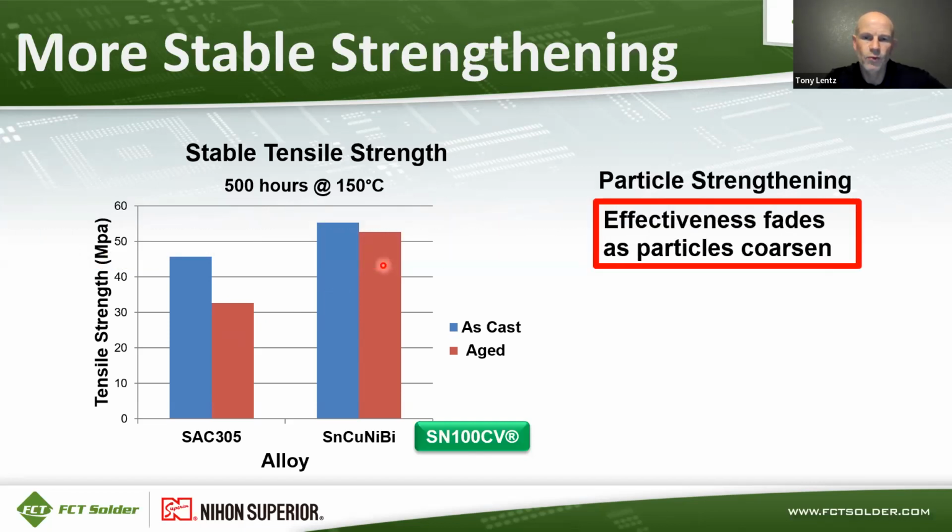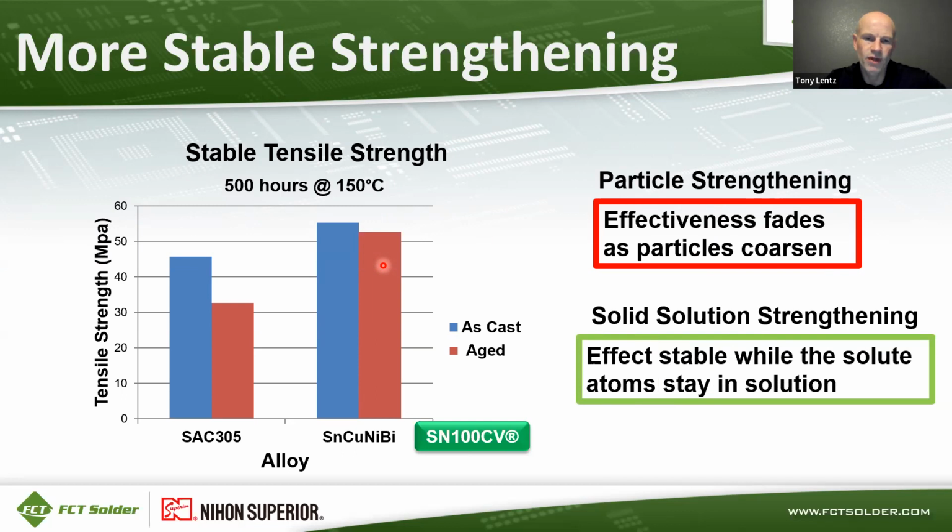And that's because particle strengthening is being used in SAC 305 with those Ag3Sn particles, which coarsen over time, and then it loses strength over time. Whereas the bismuth level that was selected for SN100CV is within the solubility limit, so it's a solid solution strengthened alloy, which is more stable over time.